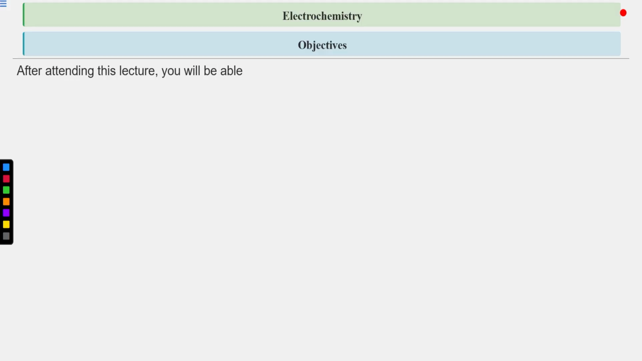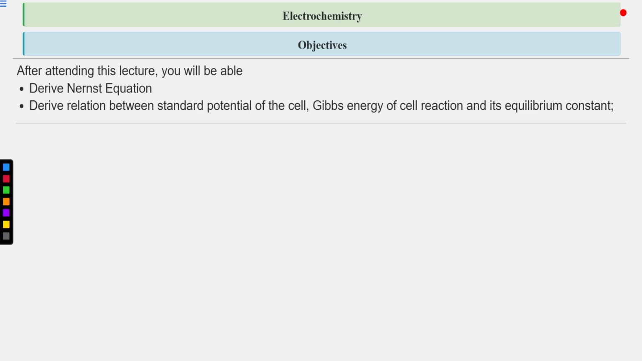Okay, so what is the objective of today's lecture? After attending this lecture, you will be able to derive the Nernst equation, and to derive the relation between the standard potential of the cell and the Gibbs energy of the cell reaction and their equilibrium constant. Okay, so this is the objective.